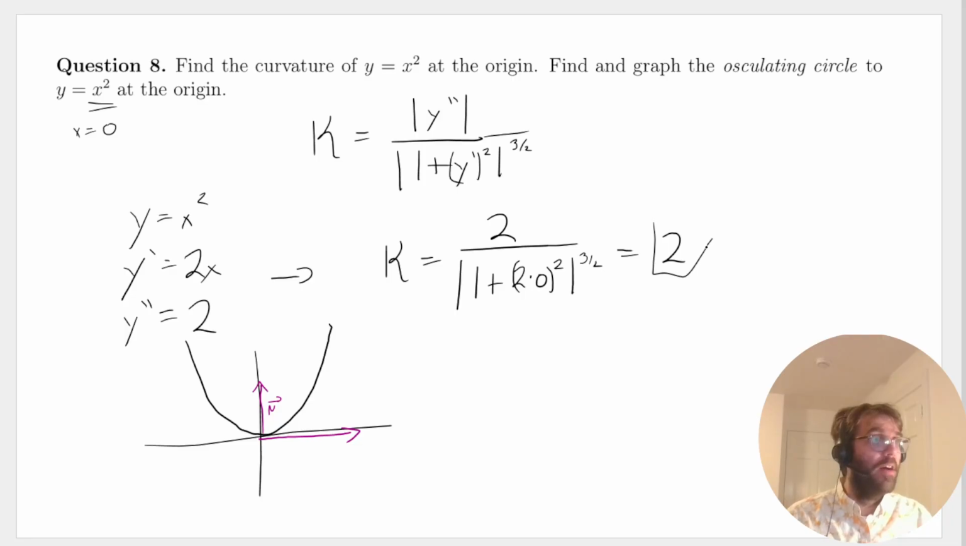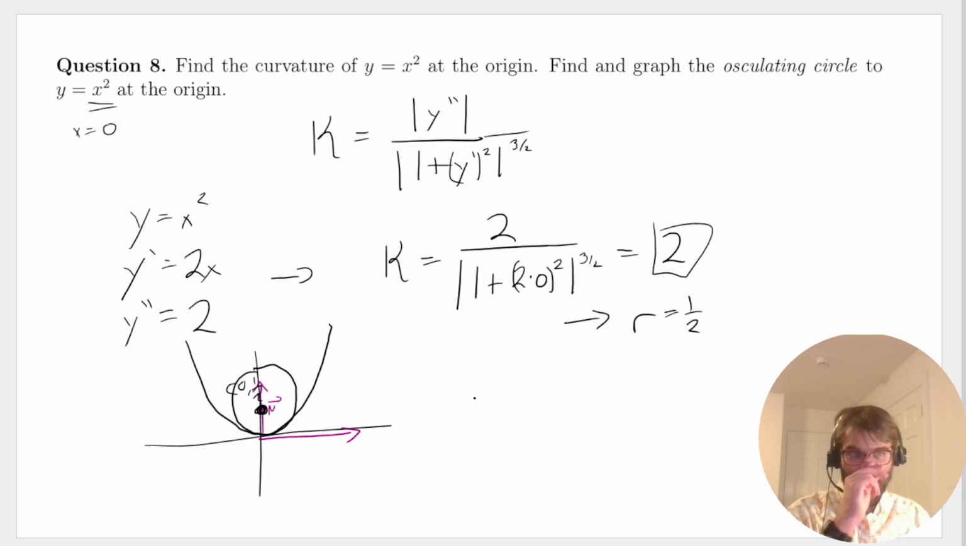We've got a kappa of 2. That corresponds to an r of 1/2. And so if you just come in here and you say, hey, here's this point, 0, 1/2, and you graph a circle at that point, that will be your osculating circle.